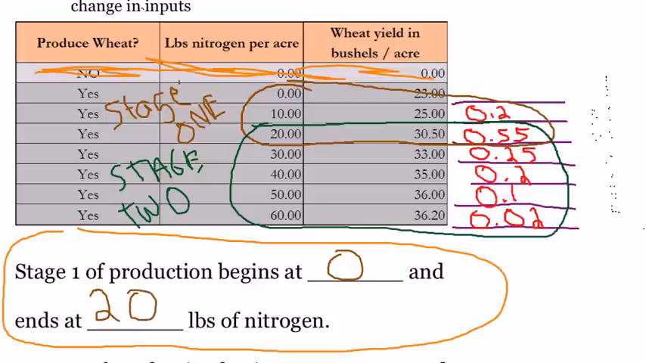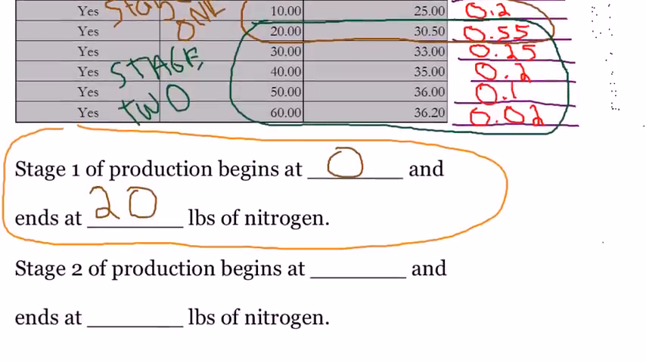And then stage 2 of production, it begins at what amount of nitrogen and ends at what amount of nitrogen. And according to our table up there, we saw stage 2 begins somewhere between 10 and 20, so we answer that by saying 20. And it ends at somewhere greater than 60 pounds of nitrogen. If you just put 60 there, that would be okay also. We don't know exactly where stage 2 ends in these data.